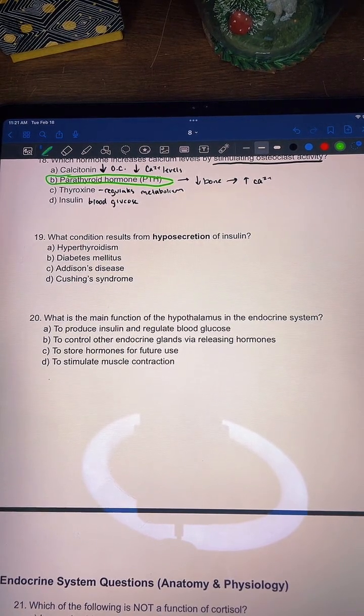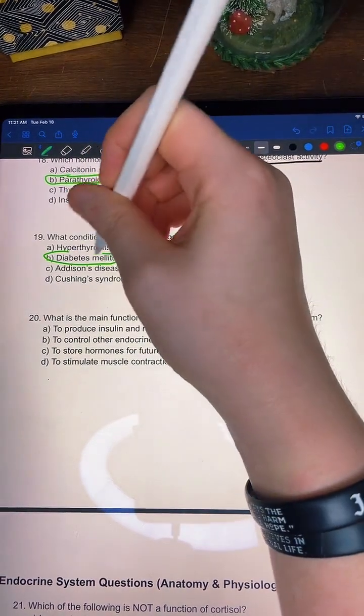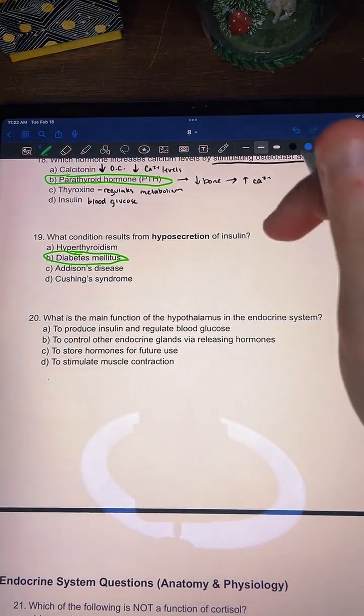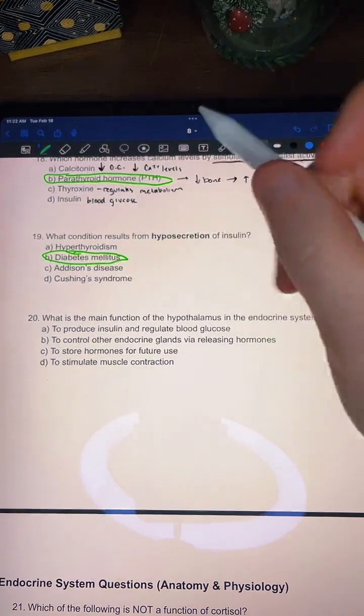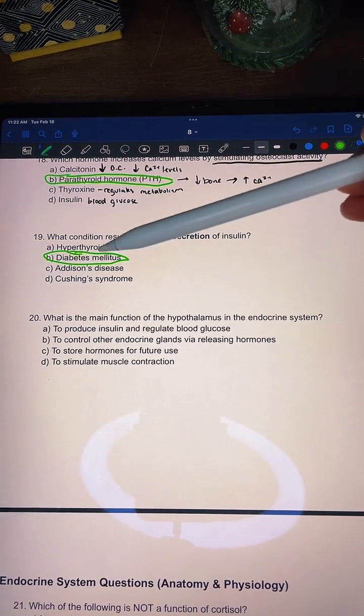We're on number 19 here. I'll give you guys a couple more seconds to answer. Looks like everyone's getting B. That is correct. Diabetes mellitus. All right, I think everyone got that right. So I'm going to move on to the next one. What is the main function of the hypothalamus in the endocrine system?